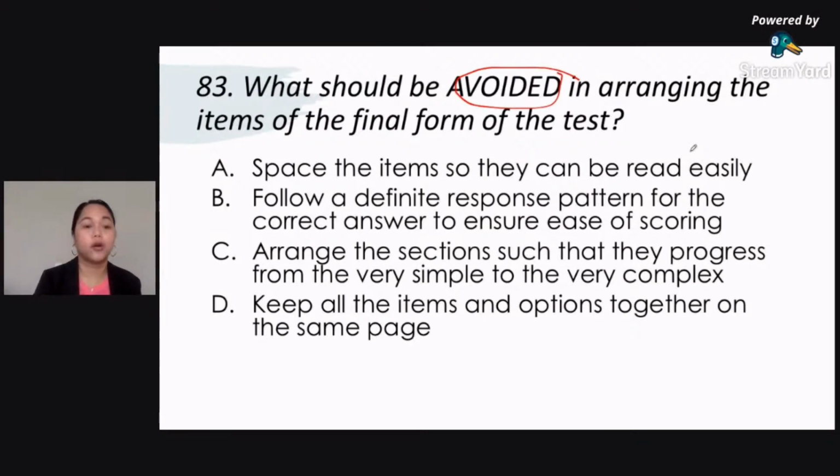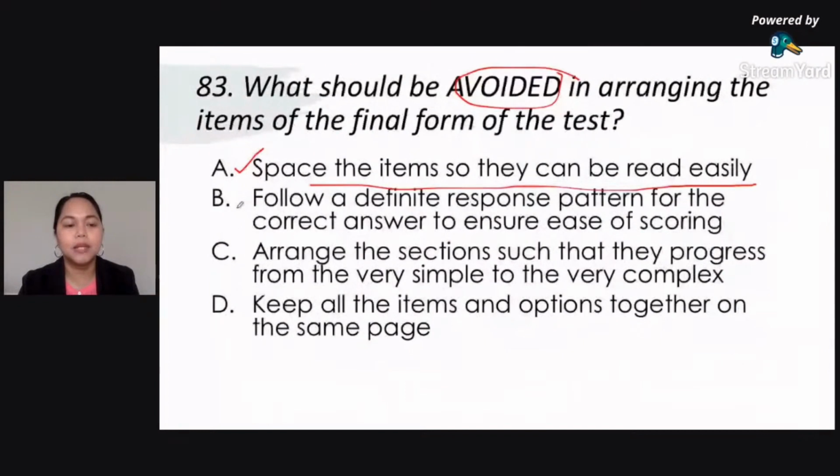Okay, let's go back to our question. So again, sabi ng question, what should be avoided in arranging the items? Letter A, space the items so they can be read easily. Okay, so tama naman, dapat may proper spacing yung items natin. Letter B, sabi ng letter B mo, follow a definite response pattern. May pattern dapat yung response mo for the correct answer to ensure ease of scoring.